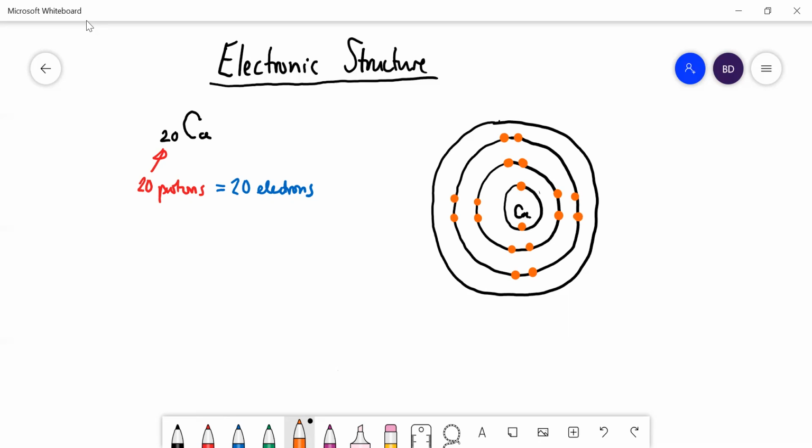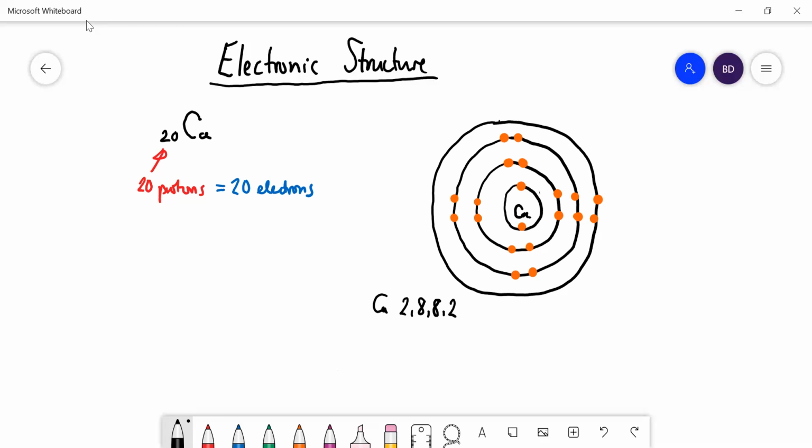So we've got 18 electrons there altogether, so we've got room for just 2 more electrons. So you've got 2 in the fourth shell. And quite often that's written in shorthand. The electronic structure of calcium would be 2 in the first shell, then 8 in the second, 8 in the third, and then 2 in the fourth. That would be the way you'd write it.